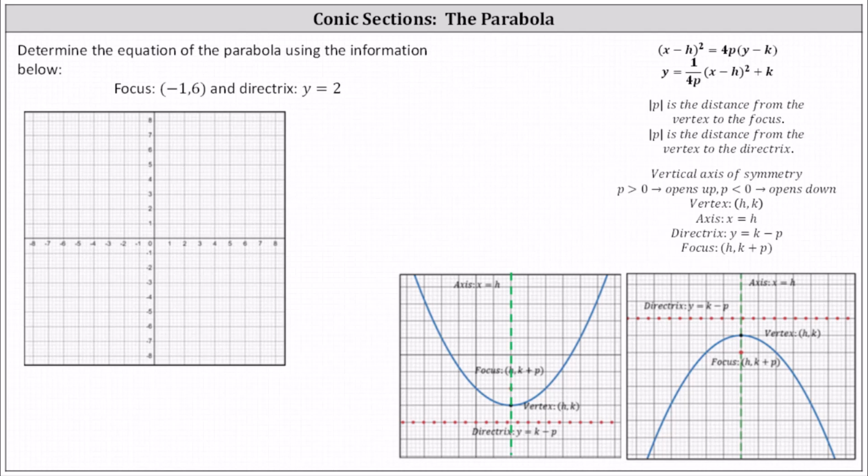I'll come back for two more examples on how to determine the equation of a parabola given the focus and the directrix. For this example, we are given the focus equals (-1, 6), and the directrix is y equals 2. Let's go ahead and plot the focus, (-1, 6), and the directrix is the horizontal line, y equals 2.